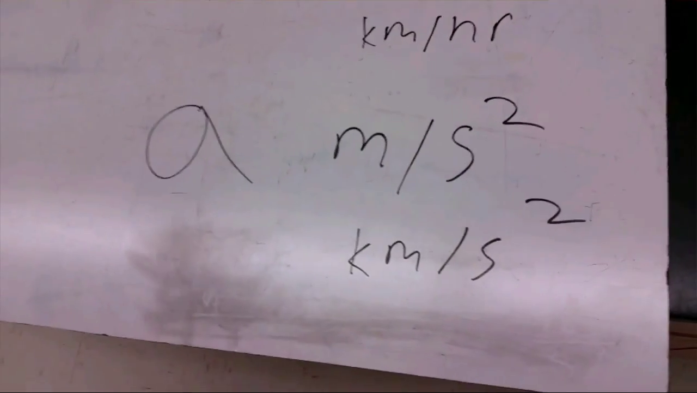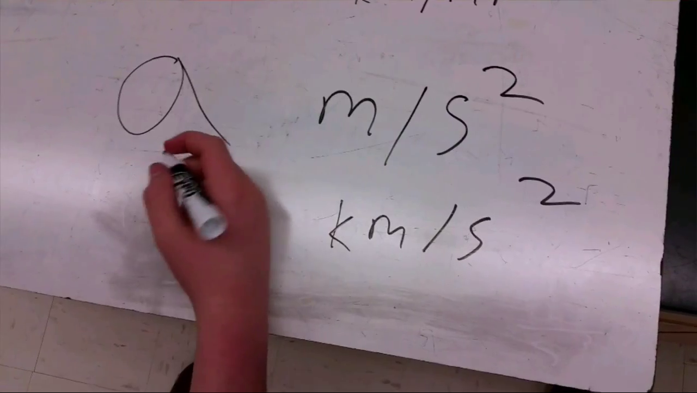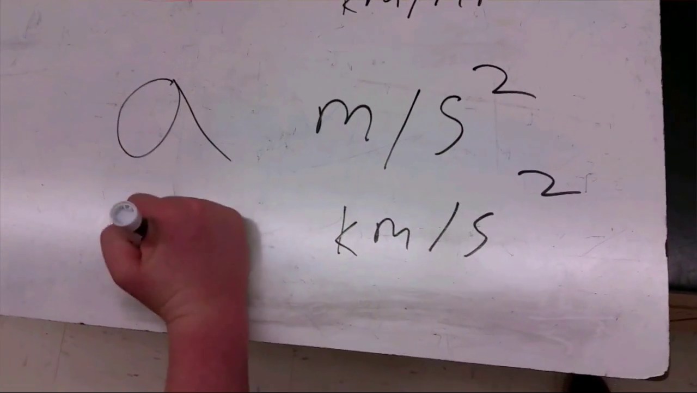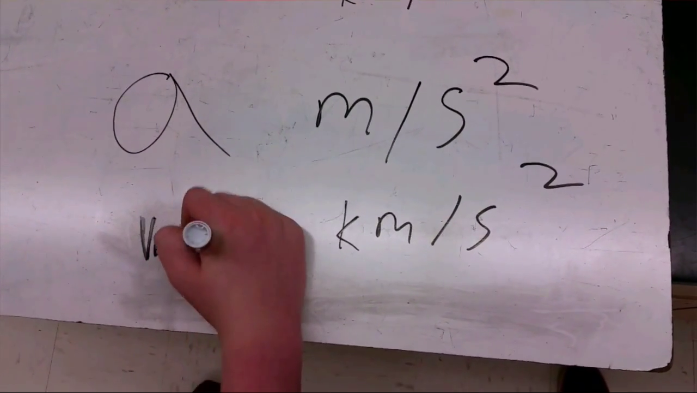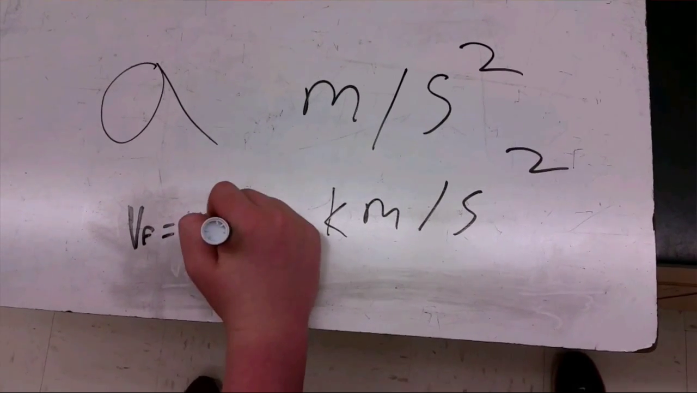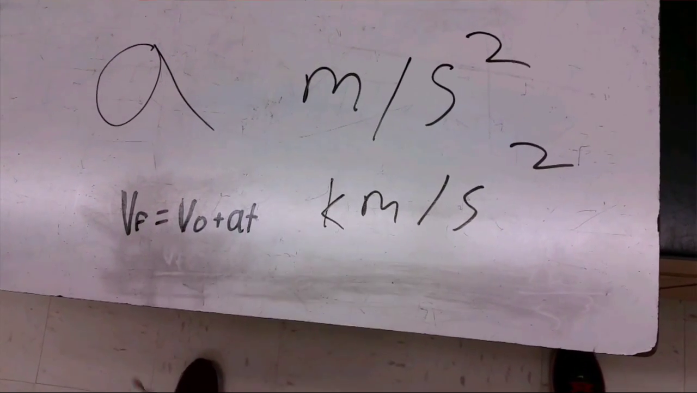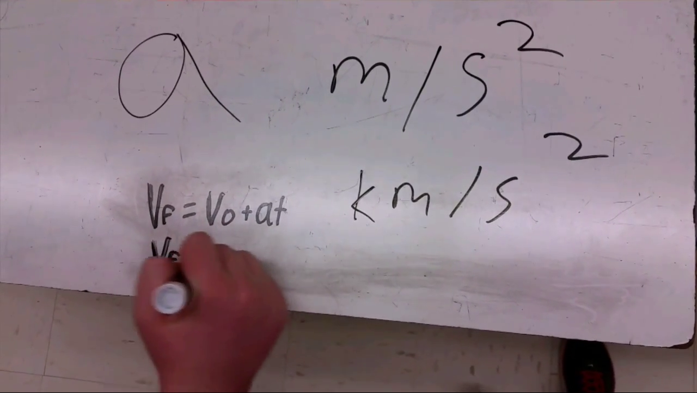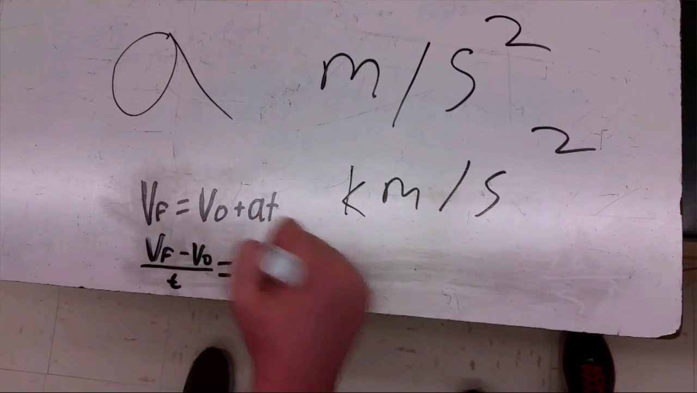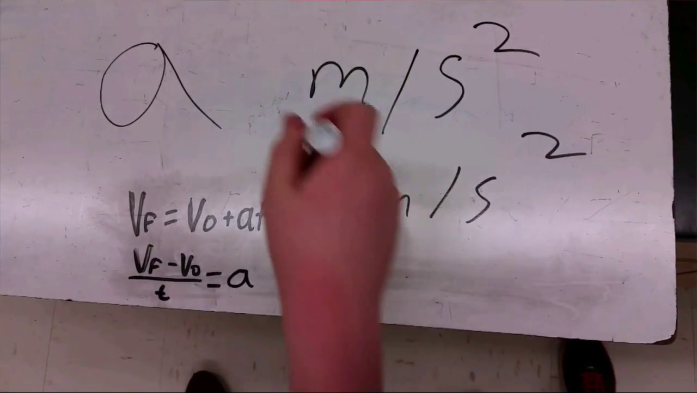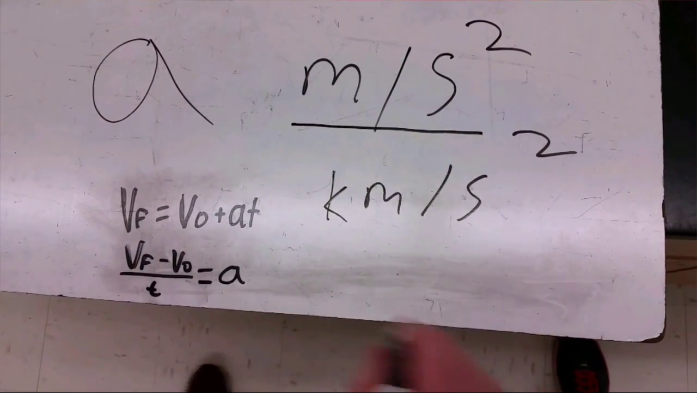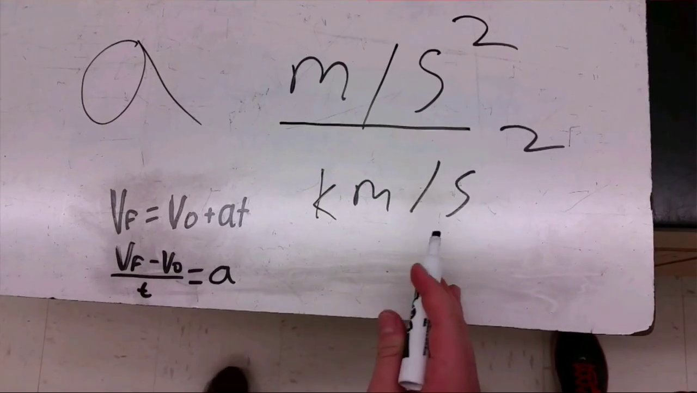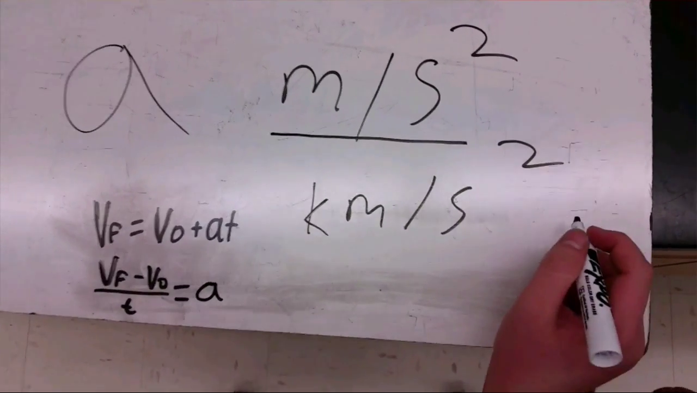So now we have the acceleration formula, which you can find using the velocity formula. So vf equals vo plus at. What you do with this is you change that to vf minus vo over t equals acceleration. Now acceleration is measured in either meters per second squared or normally kilometers per hour squared, but if you're going really fast, kilometers per second squared.